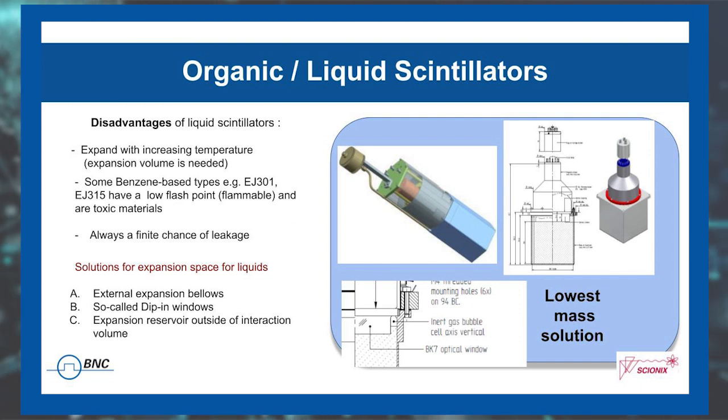At the right, you see how such a liquid scintillator can look, for example. This is a big one of 1 liter. A big photomultiplier tube, or these days we can also use silicon solutions. And this detector has a very low mass of the housing. The thing is that many of these old-fashioned liquid scintillators are flammable and have a very low flash point and are also toxic. On a liquid scintillator, there's always a finite chance of leakage. And this is something, of course, that we have to realize.